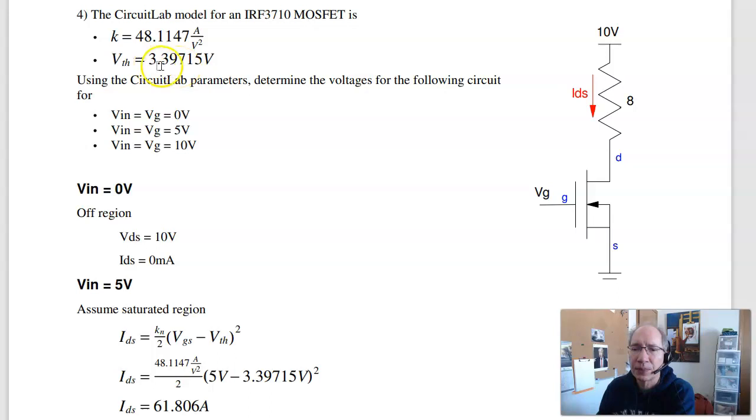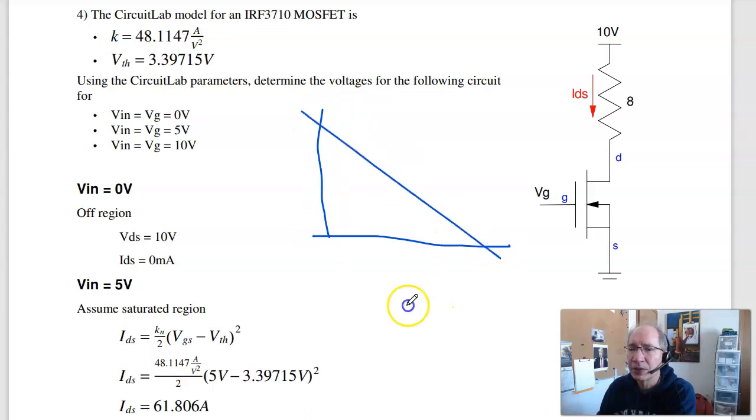Well, when Vn is 0, I'm less than V threshold, so the MOSFET is off. When you're off, you're at 10 volts, 0 milliamps. Again, kind of think of the load line. I've got this characteristic. Here's your VDS, or IDS.